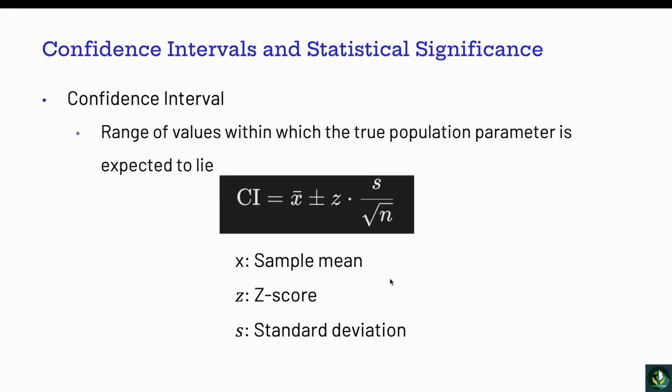Next, let's talk about statistical significance. A result is statistically significant if the p-value is less than the significance level, which is alpha equal to 0.05.